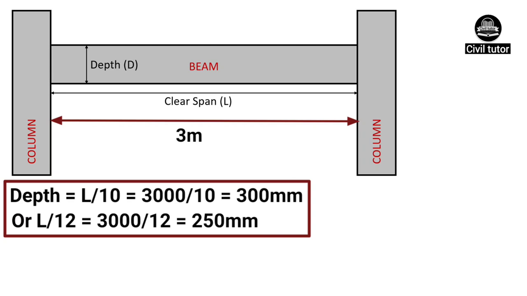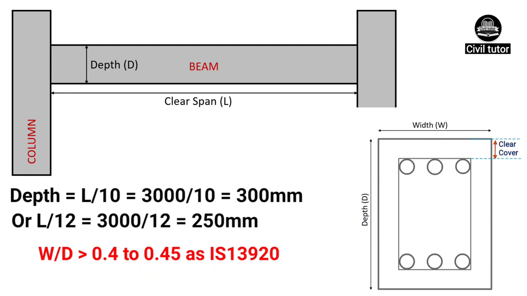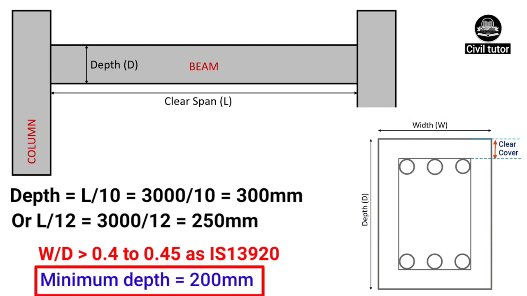For calculating the width, the ratio of width to depth should be greater than 0.4 to 0.45 as per IS 13920. That is, W by D should be greater than 0.4 to 0.45, where W is the width of beam and D is the depth of beam. It should be noted that the minimum depth should be kept as 200 mm.